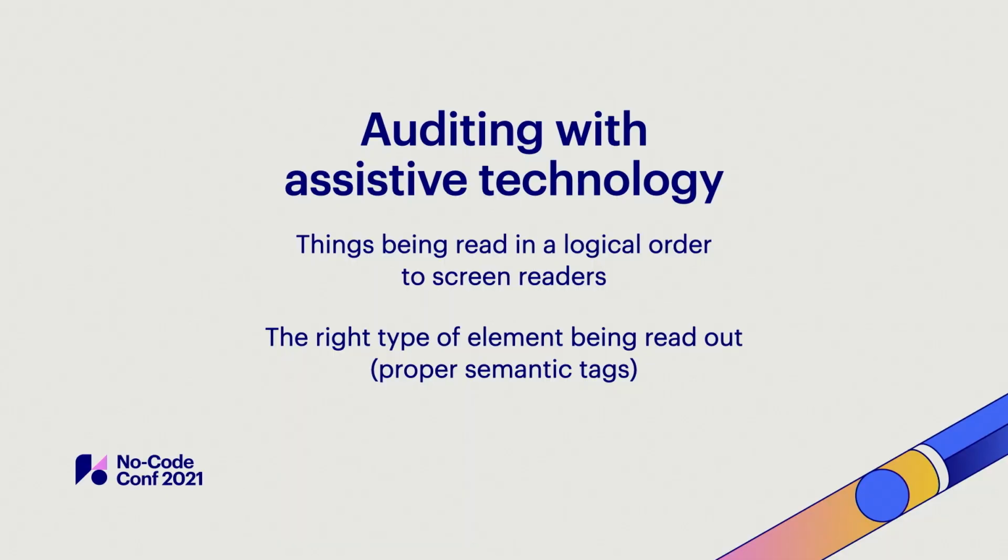So we learned how to use the screen reader on our devices and what to look for when navigating a site with a keyboard. Some of the specifics we're looking at include things being read in a logical order to screen readers and the right type of element being read out. So using proper semantic tags to label headings as headings and buttons as buttons, for example.